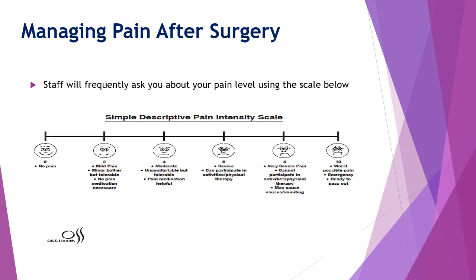This is a simple descriptive pain intensity scale. 0 is no pain. A 2 is a mild pain, moderate but tolerable. No pain medication is necessary. A 4 is moderate, uncomfortable, but tolerable. Pain medication is helpful. 6 is severe, can participate in activities and or physical therapies. 8 is very severe, cannot participate in activities, physical therapy, may cause nausea and or vomiting. 10 is the worst possible pain. This is an emergency or you feel as though you're ready to pass out.